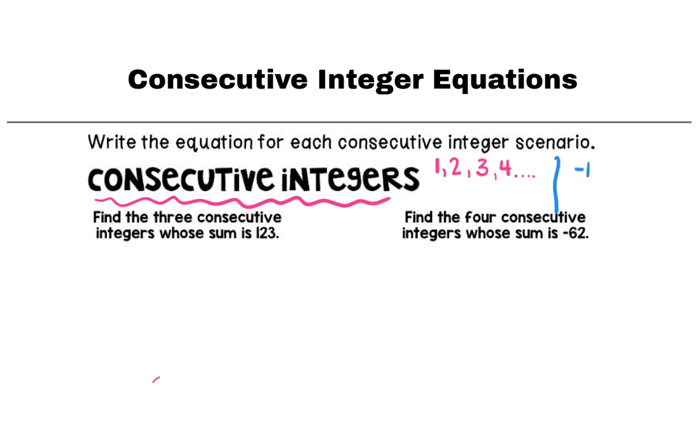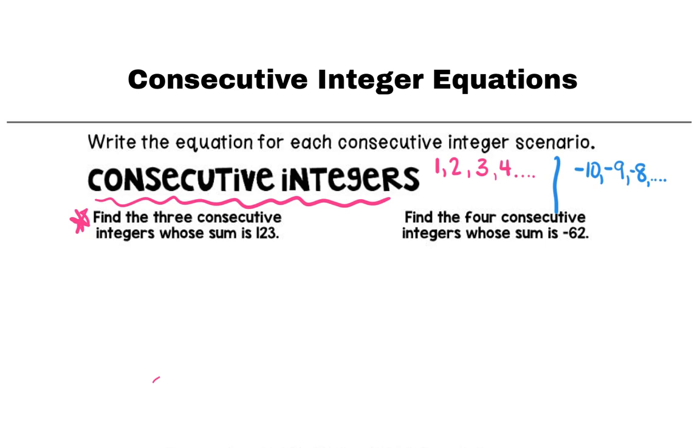Say we started at -10. The next consecutive integer would be -9, and then -8, so on and so forth. So that is a consecutive integer. The very first example here, we're going to find 3 consecutive integers whose sum is 123.